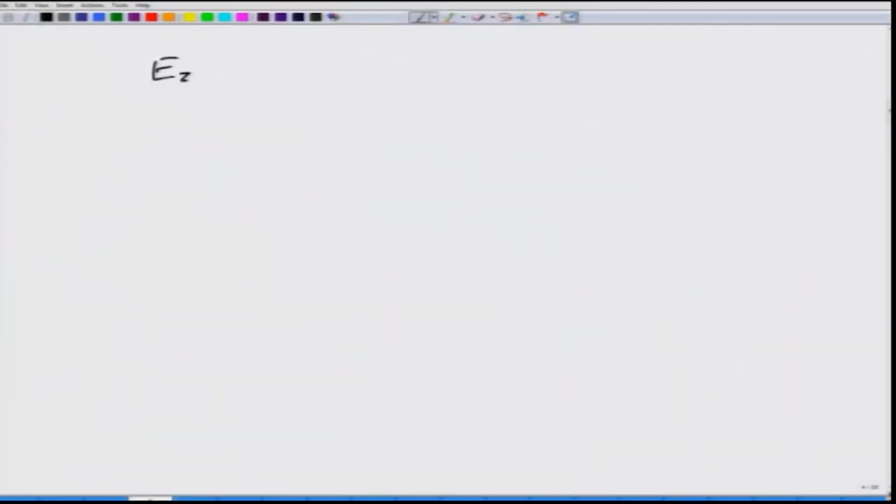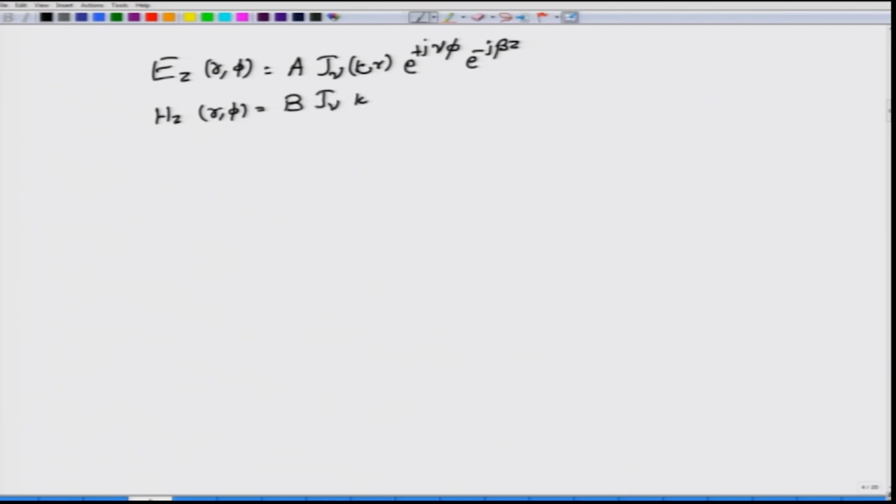So, now I can write down the solution for Ez in the core as a function of r and phi as A J nu of kappa r e to the power plus j nu phi. Of course, if you want you can also put in e power minus j beta z into this one, it is up to you. And then the solution for Hz, because Ez and Hz satisfy the wave equation of the same nature, the solution will be, with a constant B here, the same J nu of kappa r e power j nu phi e power minus j beta z.